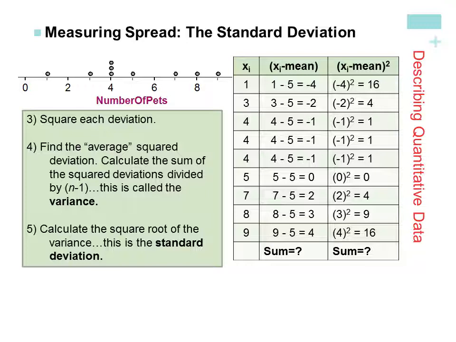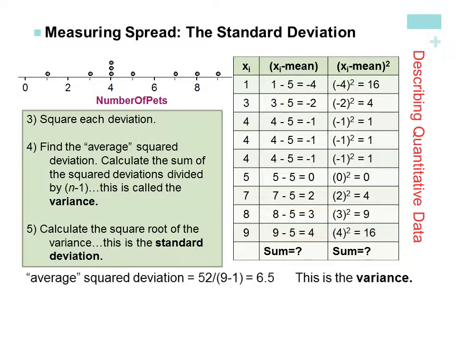Then what we're going to do is find the average squared deviation. Well, what does that mean, the average squared deviation? So here's all your deviations, how far you were from the mean, squared. We're going to sum those up and get a value right here. Then once you sum that up, we're going to divide it by n minus 1, or the number of data points we have minus 1. This value is called the variance. So the average squared deviation is called the variance.